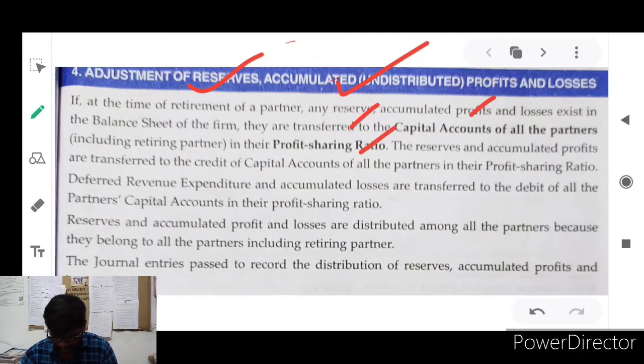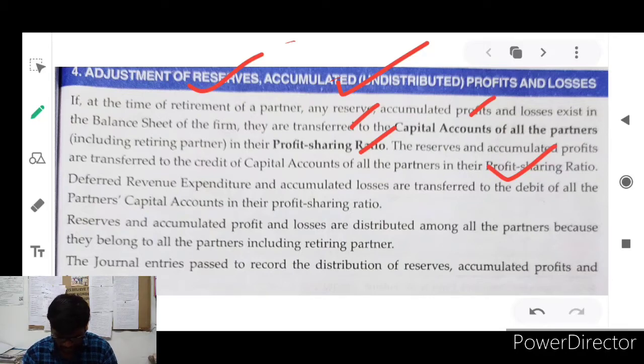And next one, the reserves and accumulated profits are transferred to the credit of capital accounts of all partners in their profit sharing ratio. What I told you, that same information they have given. Reserves and undistributed profit will be transferred to the partners' capital account credit side. Don't confuse debit side or credit side. Profits mean credit side, loss means debit side, isn't it? You know very well how to prepare partners' capital account, fixed and fluctuating capital account, isn't it?